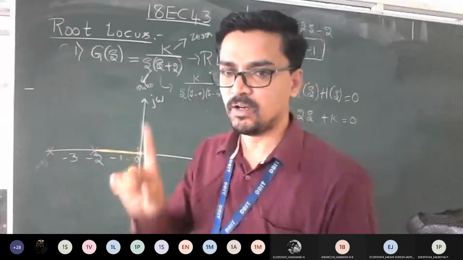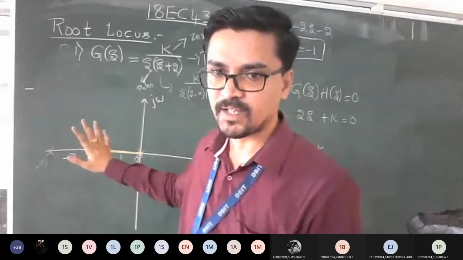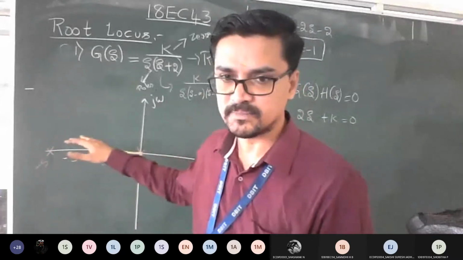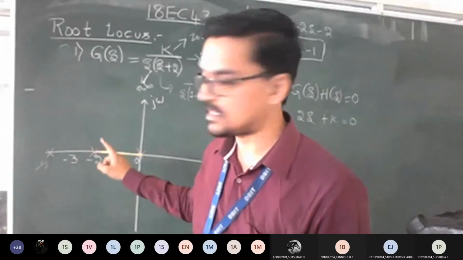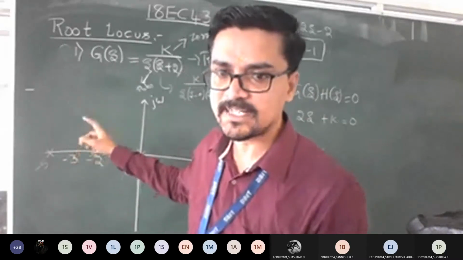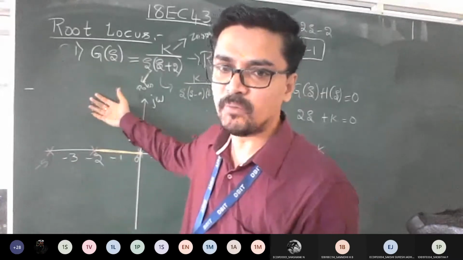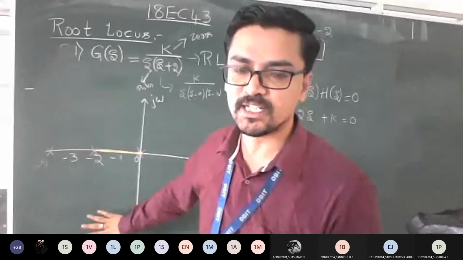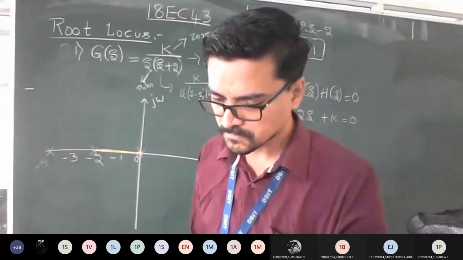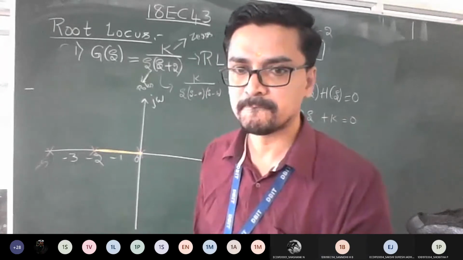Always remember one thing: root locus always exists towards the left hand side and it is symmetrical above the real part. I'll repeat, root locus always lies on the LHS, the left hand side of your S-plane, and it is symmetrical about the x-axis. Symmetrical means whatever things you are going to get above, the same thing you are going to get below also. That is the meaning of symmetrical. Am I clear with this point? Everyone, is it okay?